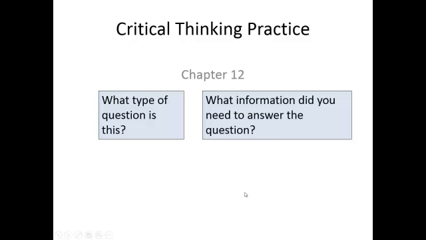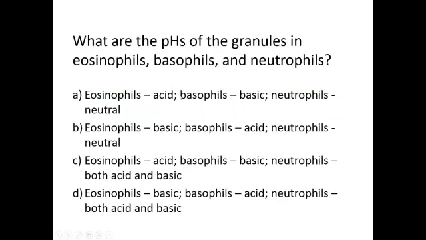Here are the answers to the critical thinking practice for Chapter 12. For the first question, I ask what the pHs of the granules in the various granulophiles are. Eosinophils, or sometimes called acidophiles, basophils, and neutrophils.